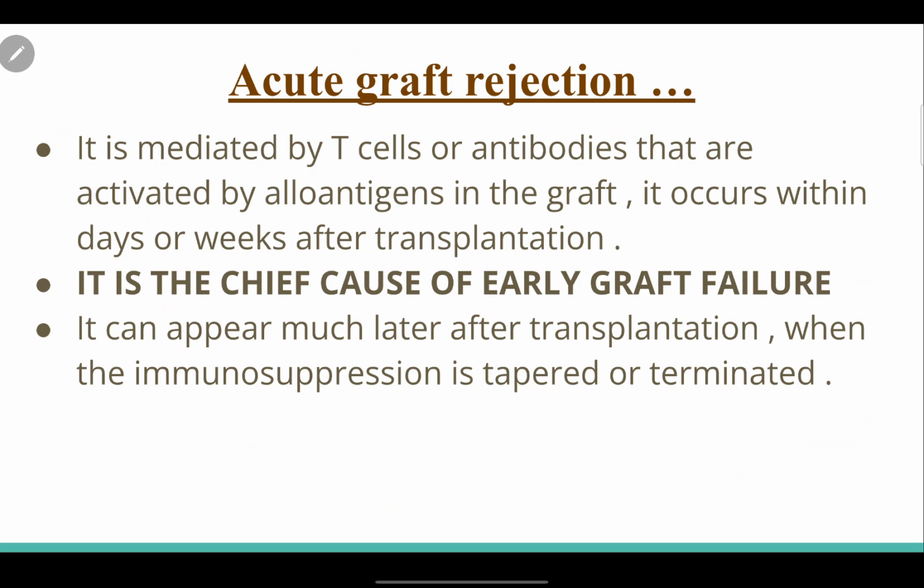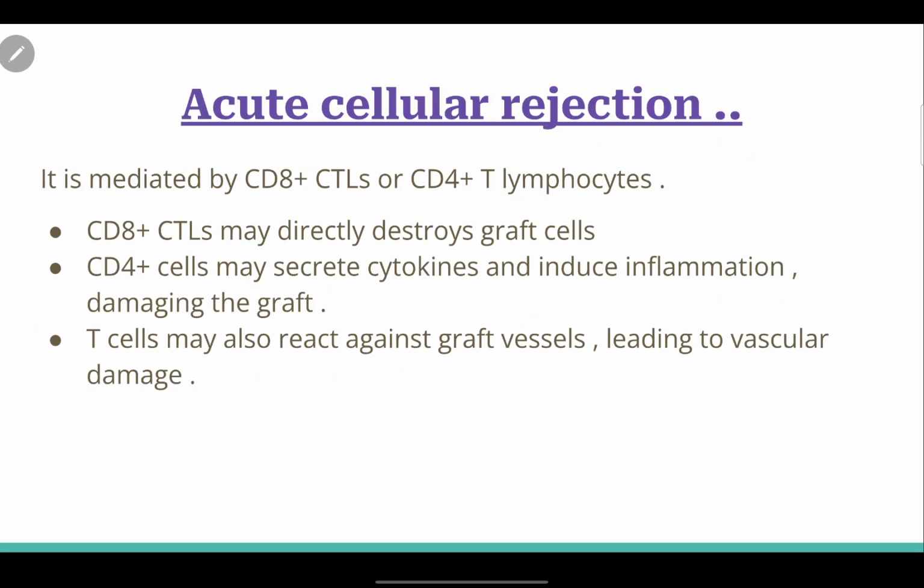Acute graft rejection. It is mediated by T cells or antibodies that are activated by alloantigens in the graft. It occurs within days or weeks after transplantation. It is the chief cause of early graft failure. It can appear much later after transplantation when the immunosuppression is tapered or terminated.